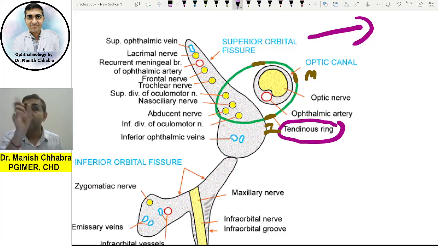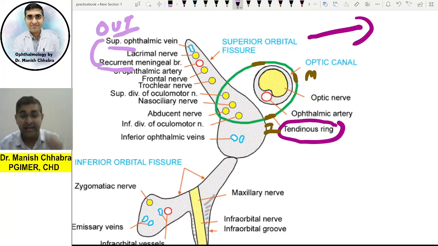Okay, so what is the name of the vein? Superior ophthalmic vein, because it lies in the superior part of the superior orbital fissure. What is the name of the artery? Recurrent meningeal branch of the ophthalmic artery. Recurrent means back. Meningeal branch which supplies the meninges, of the ophthalmic artery. The ophthalmic artery is of course the artery which lies in the orbit. So the recurrent meningeal branch and the superior ophthalmic vein are going out of the orbit, while the lacrimal nerve, frontal nerve, and trochlear nerve are entering through the superior part of the superior orbital fissure.